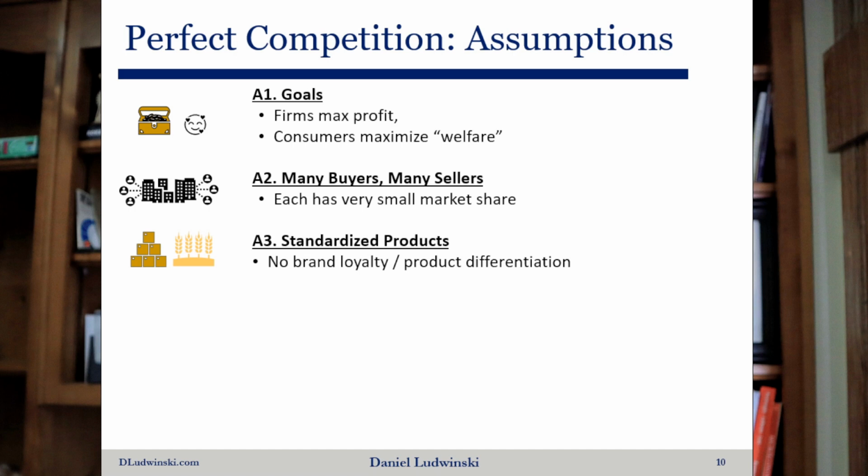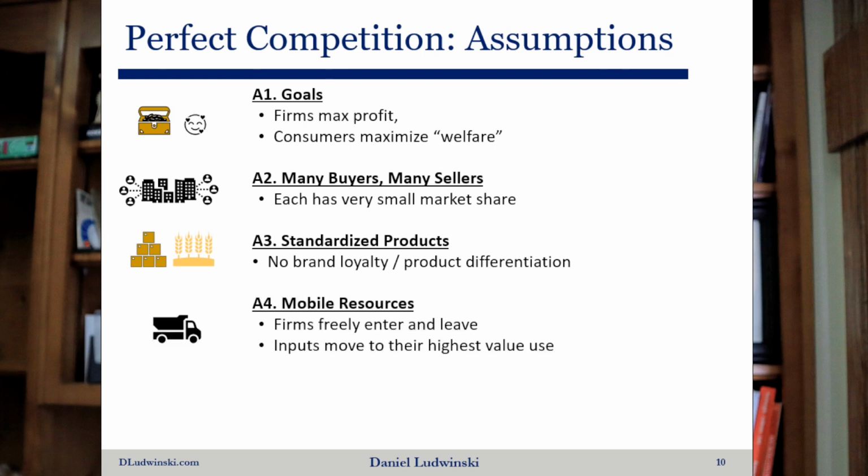Our assumption 3 is that all products are the same. We have standardized products. There's no kind of brand loyalty. There's no product differentiation. Everyone is basically making the same thing. This is true in markets like wheat and oil, where there's very little differentiation in terms of where those things are coming from at an individual producer level.